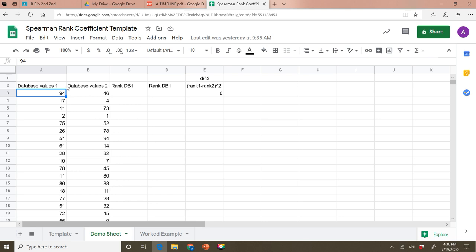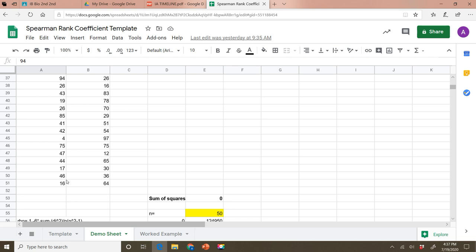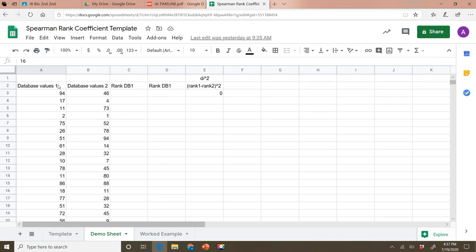How the Spearman rank coefficient works is that it calculates how well how high a number is in one column correlates with how high a number is in the other column. The way you find a rank in a data set is you say, if I were to line up all the numbers in this column from highest to lowest, what place would this value be? If I were to compare 94 to every other number in this column, what rank would it be?